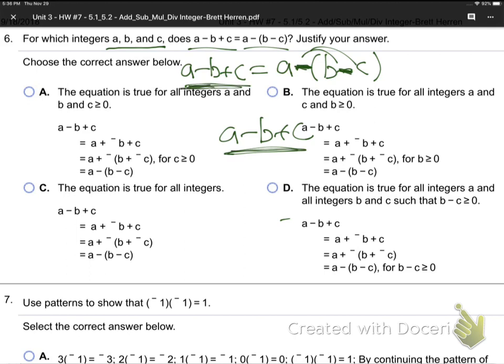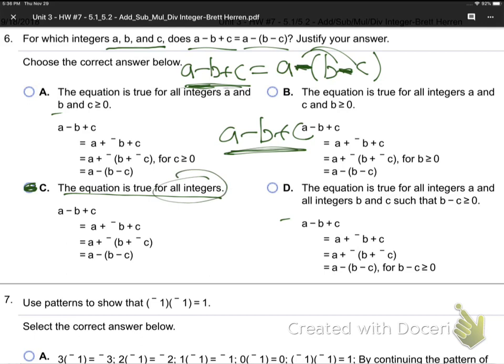So they're the same. They're always the same. So our answer is A here. The equation is true for all integers a, b, and c. Oh, no, I'm sorry, it's not A, because they said only for c greater than 0. No. It's true for every a, b, and c. We want to choose C here, which says the equation is true for all integers, period.